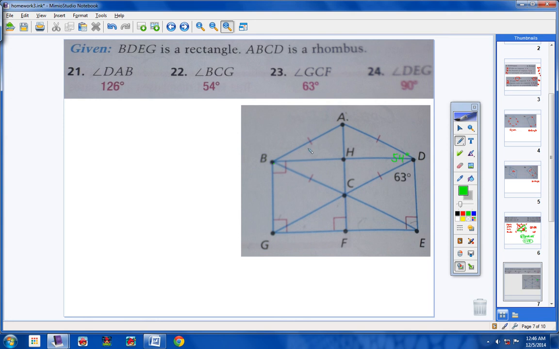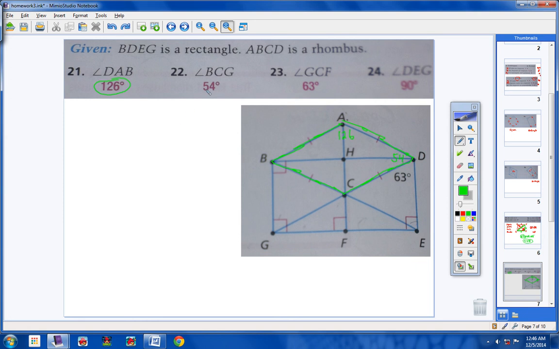Sure it is. A rhombus is a parallelogram. So here's your rhombus, which is also a parallelogram, okay? And remember, in a parallelogram, consecutive angles, that means angles that are side by side, are supplementary. They have to add up to 180. So that's why the answer is 126, because this angle here has to be 126, because 126 plus 54 is 180. Okay, let's leave those numbers up there for now.